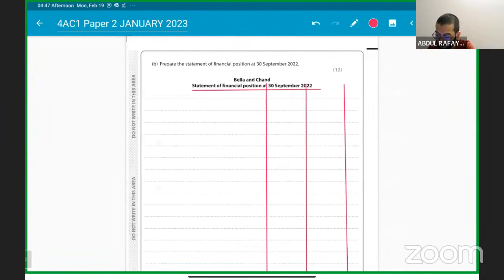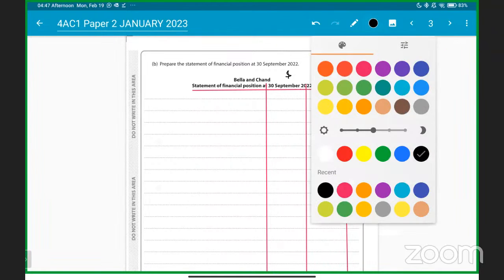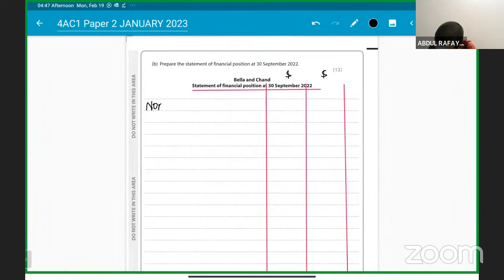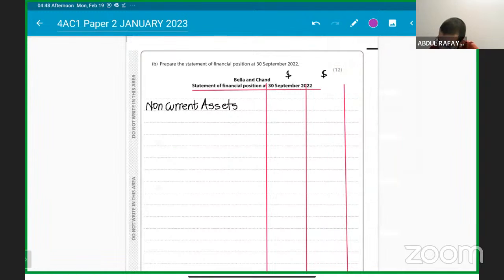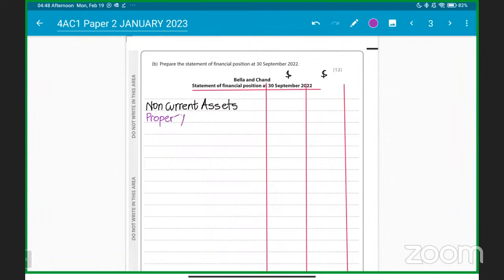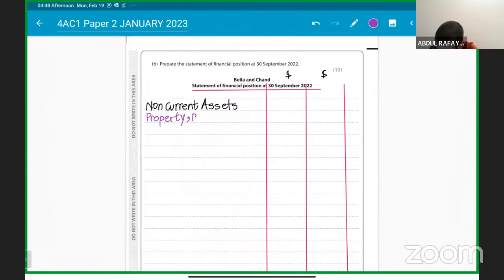Always remember, in the statement of financial position, the first thing we have, students, is the non-current assets. This is basically a format as well. So it will start off with non-current assets first. And what assets do we have? The non-current assets we have are property, plant, and equipment.